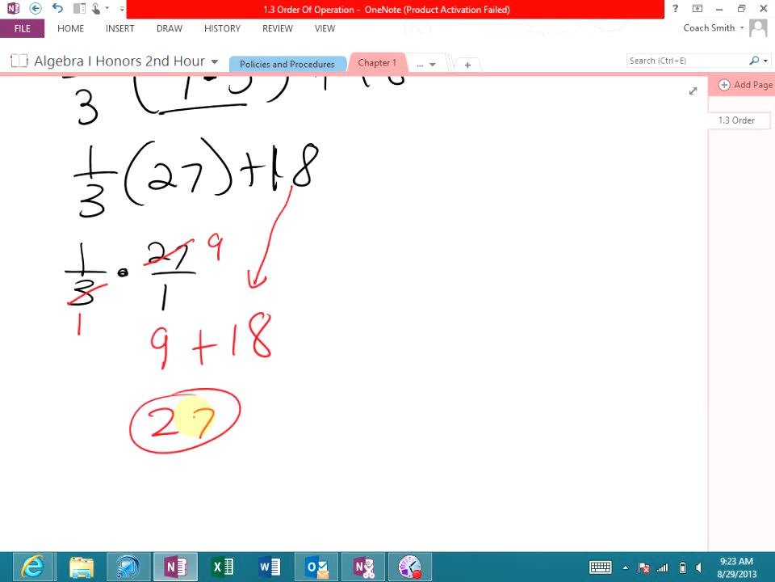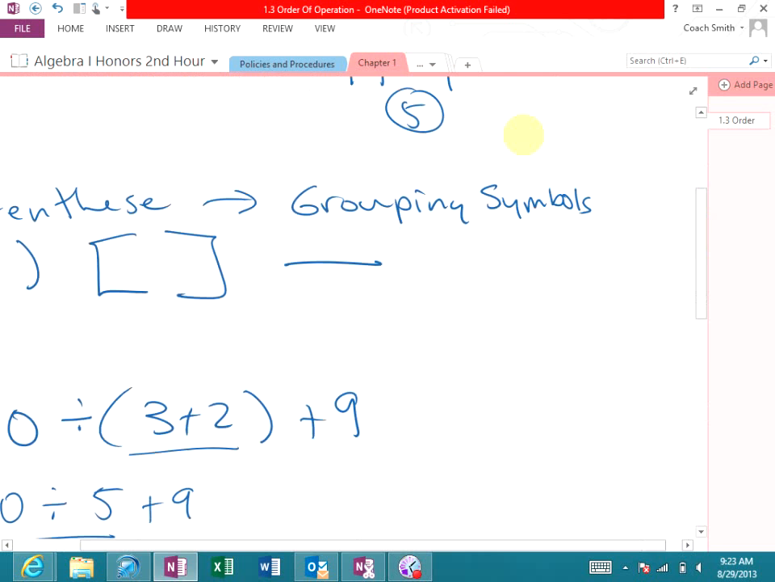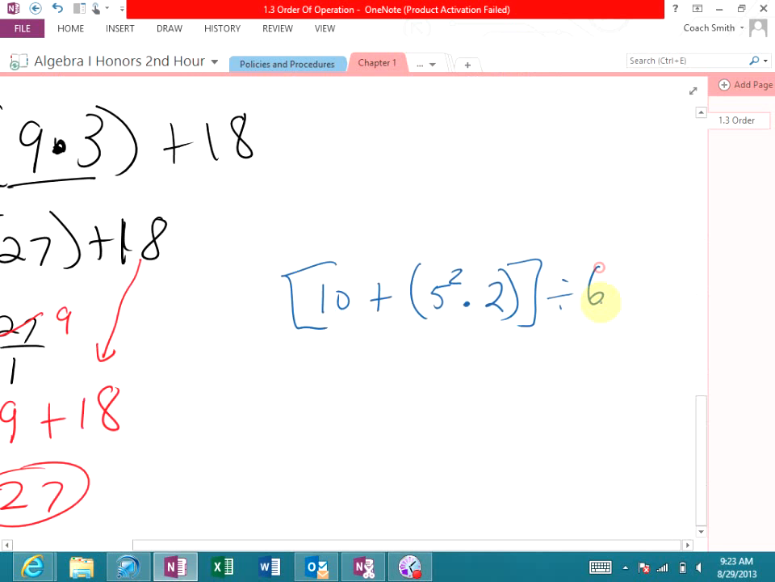All right. Now, let's look at a little bit more difficult one in this sense that it's just got a bunch of brackets and parentheses. Let's look at this problem here. Let's go brackets 10 plus parentheses 5 squared times 2, close bracket, divided by 6. Okay? That's problem number 34 for those of you who might be keeping track.